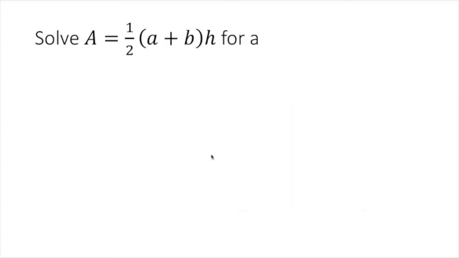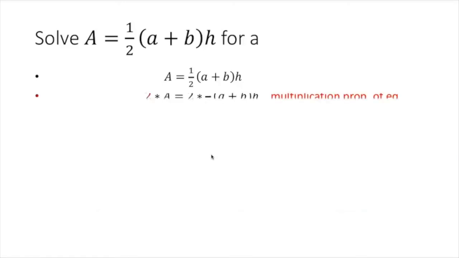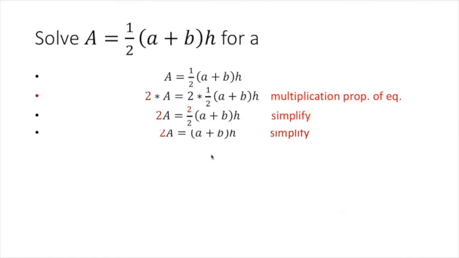Here's a little bit more complicated problem. We're going to solve the formula for the area of a trapezoid for a. Okay, so copy down the original formula, and multiply both sides by 2 to get rid of the 1/2 using the multiplication property of equality. We're going to simplify that. 2 divided by 2 is 1. And now we're going to get rid of the h.